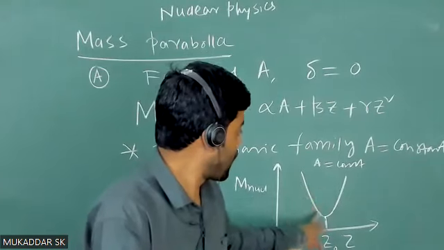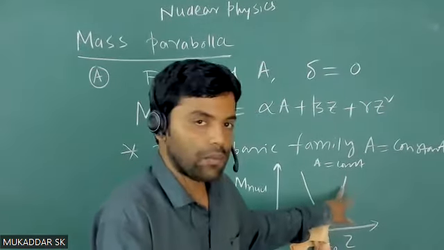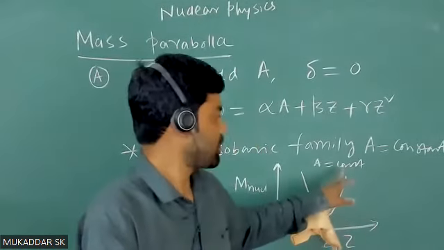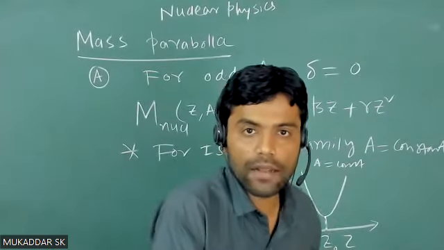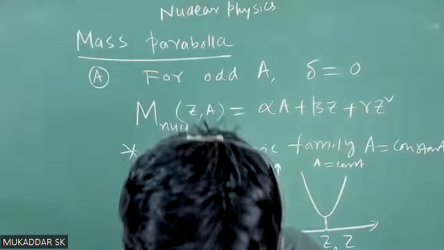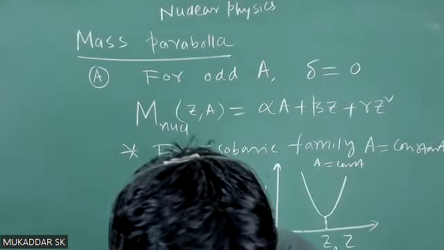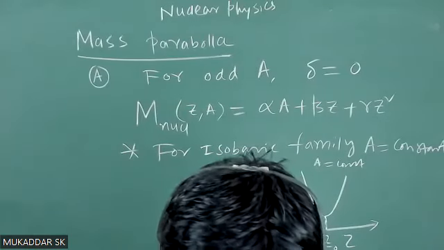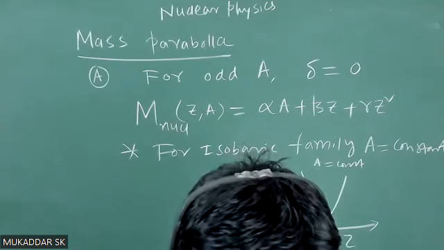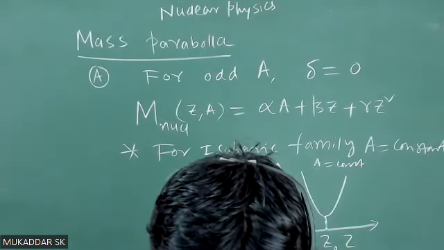And in that parabola, A is constant, but atomic number is variable. And in that parabola, many nuclei can exist, and there will be beta decay that will be discussed in the next class. Okay. We should stop here. Tomorrow we'll start again. Understood? Okay.